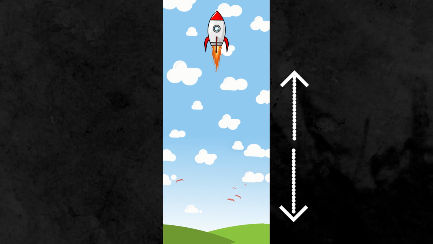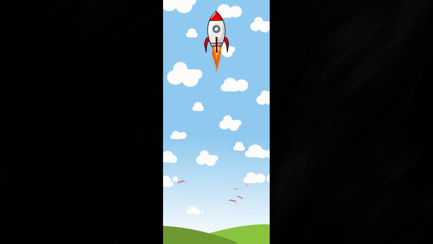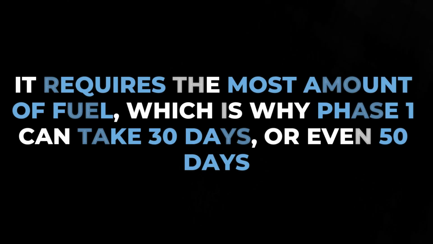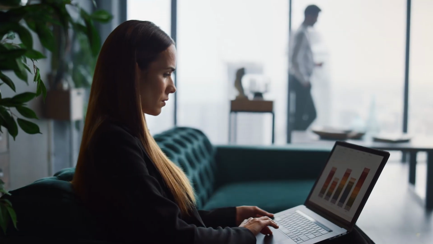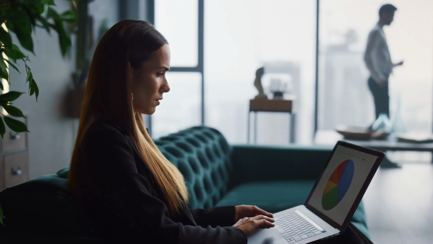This is big because phase 1 is the most important part. It's the hardest part to get the rocket ship from ground floor to the sky. It requires the most amount of fuel, which is why phase 1 can take 30 days or even 50 days. It all depends on your niche, how much traffic it has, and a bunch of different factors.